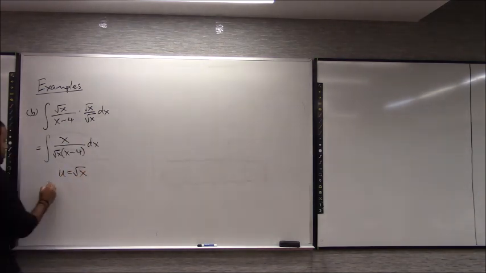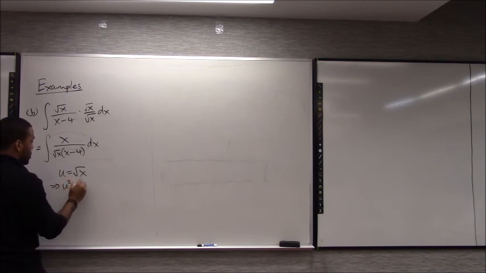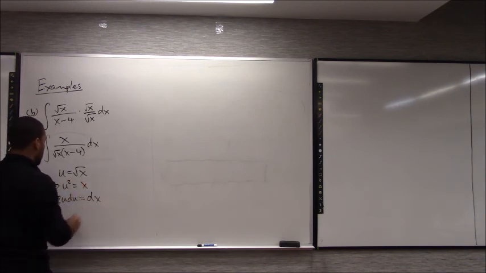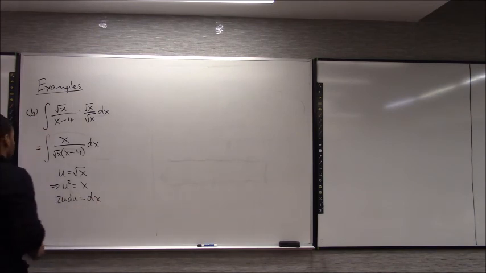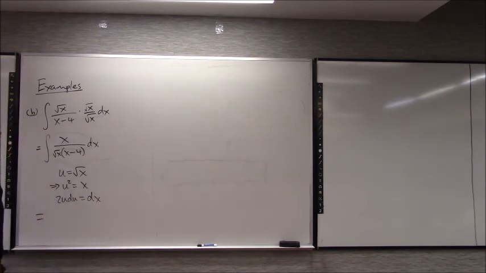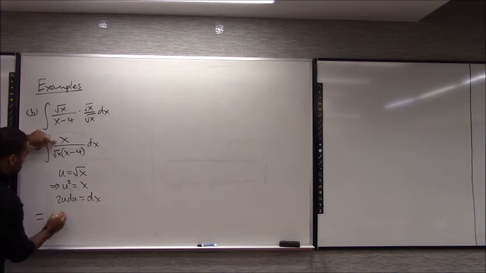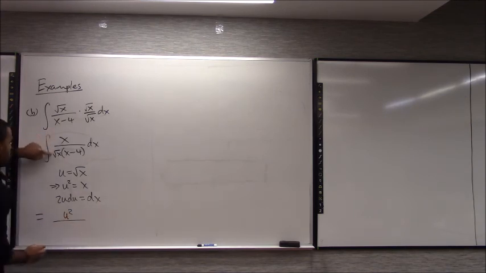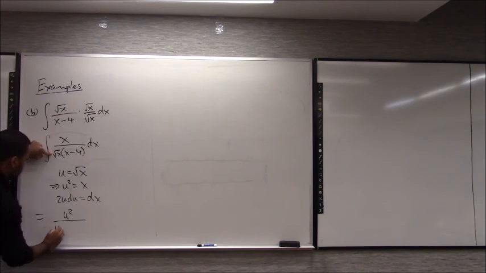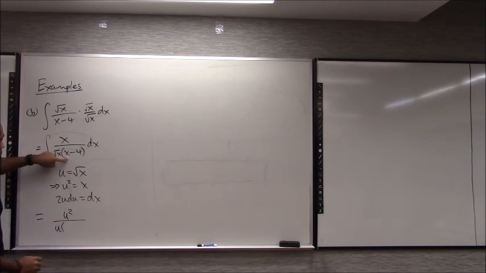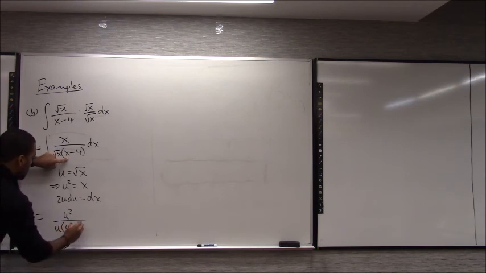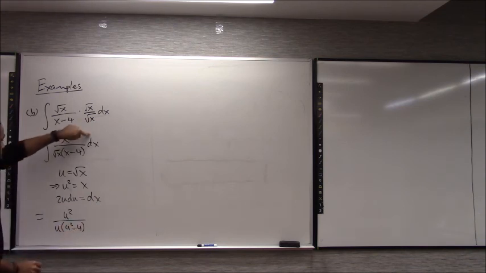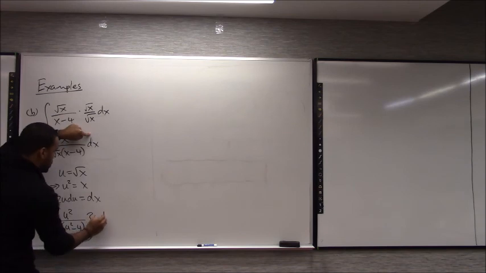Or you can do u squared is equal to x. My 2u du is equal to dx. So go in and plug all these in. Of course, my x is going to be u squared. My radical x is going to be u. My x minus 4 is just going to be u squared minus 4. And my dx is going to be 2u du.